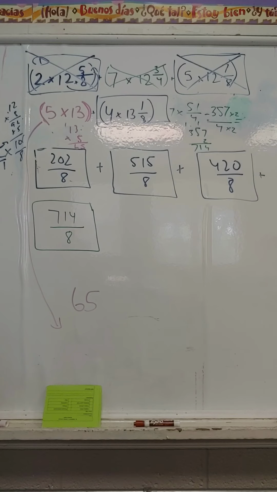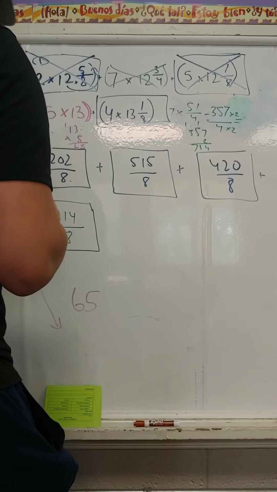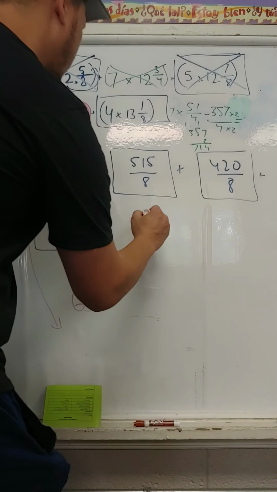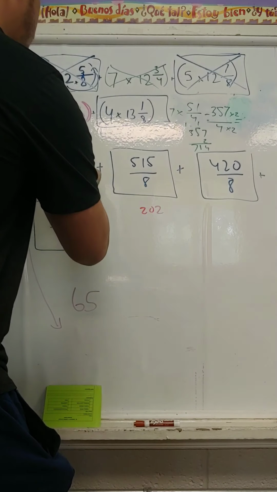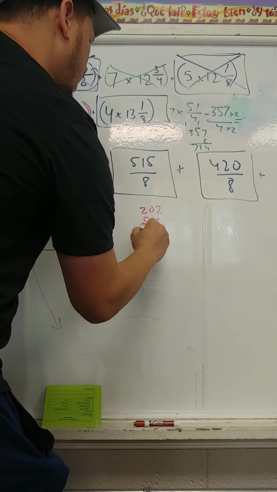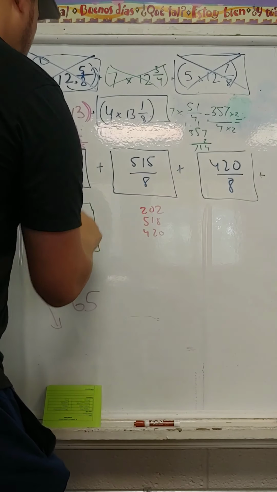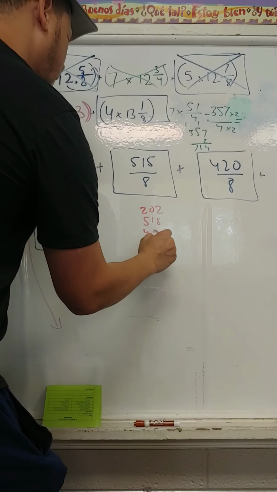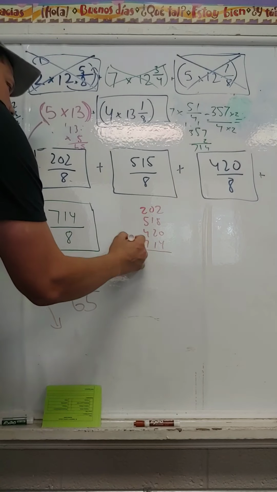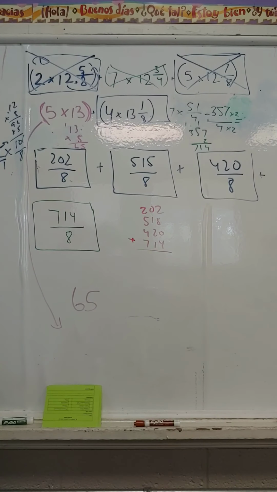Now, how do we add them up? Well, as long as the denominator is the same, we can add the numerators. Now, I'm going to set it up and do them all at once. Let's do this in red. Switch to red. Why not? 202 plus 515 plus 420 plus 714. Okay. Everybody see this? Make sure you can see on the screen.